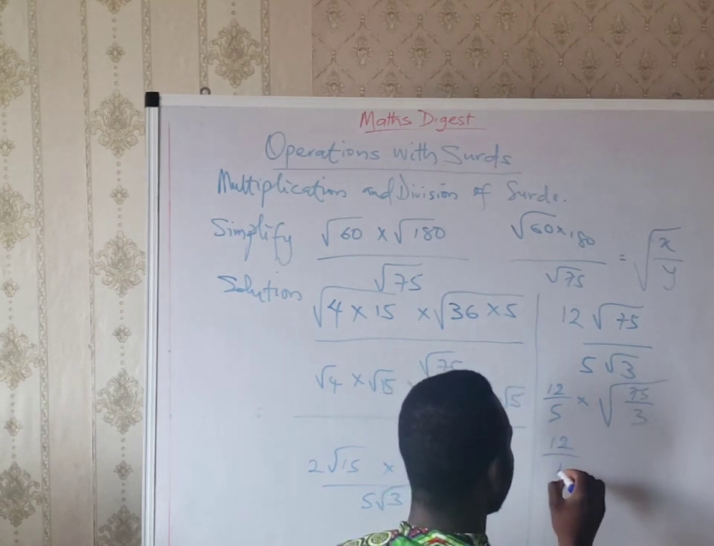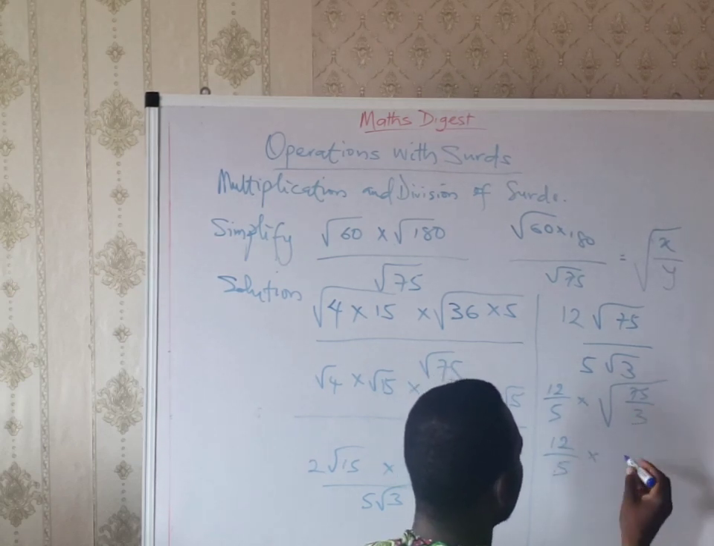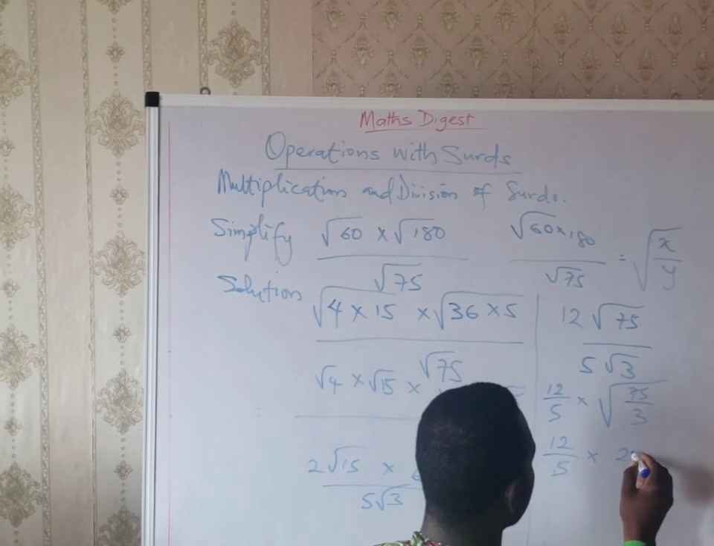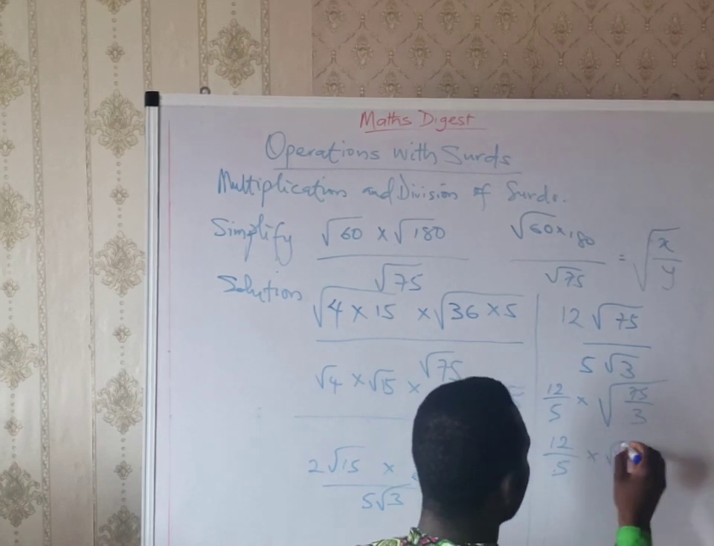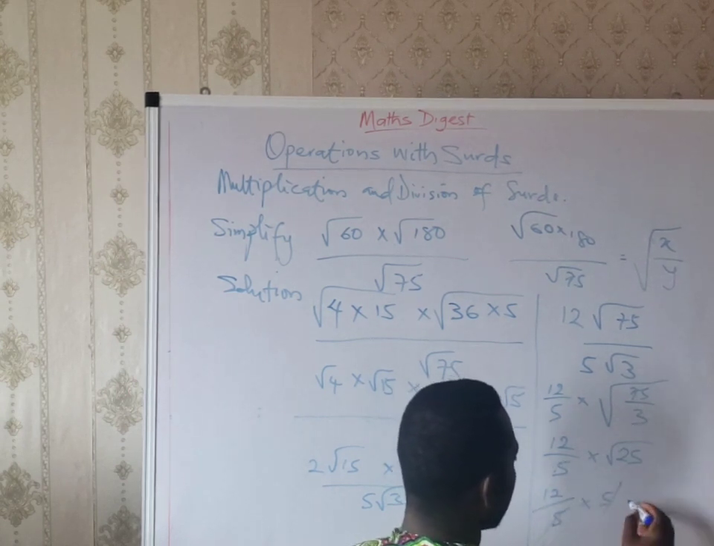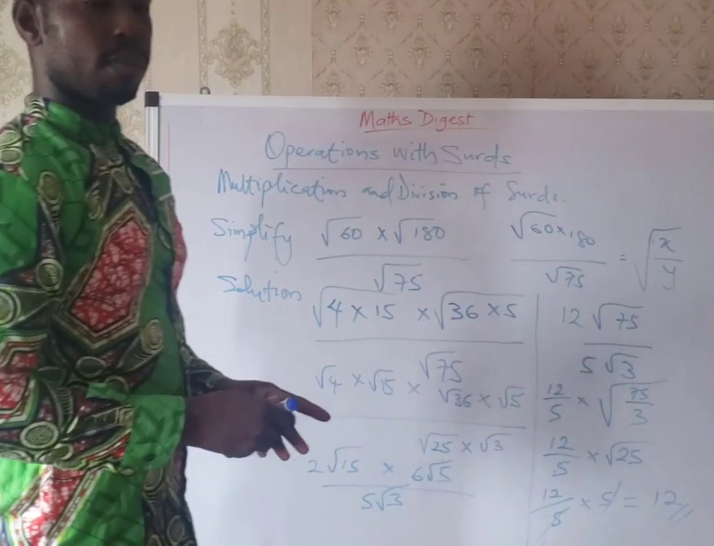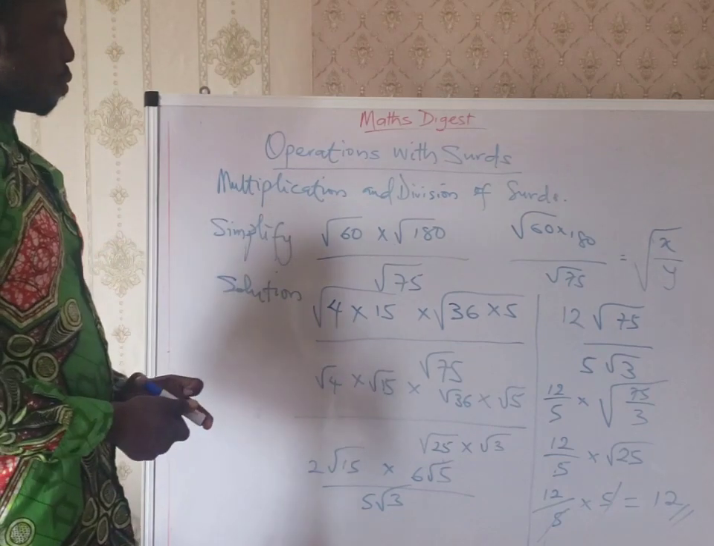12 over 5 times this, which will give you 25. Root 25 is 5. So now 12 over 5 times 5, the 5s cancel, and we are left with 12. 12 is the final answer. I believe you understand that.